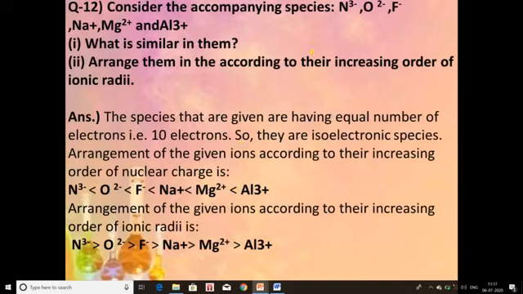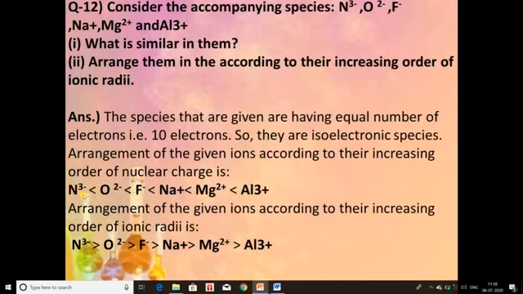First you will arrange all these species according to their nuclear charge. Nuclear charge means the total positive charge of the nucleus. If the total positive charge is more, the attraction between the nucleus and the outermost electron will be more, and the size will be less. Here you will observe that there is a +3 charge on aluminium. So the number of electrons is less and the number of protons is more, so the force of attraction will be more, that means nuclear charge is more. So here we will arrange these species according to nuclear charge.